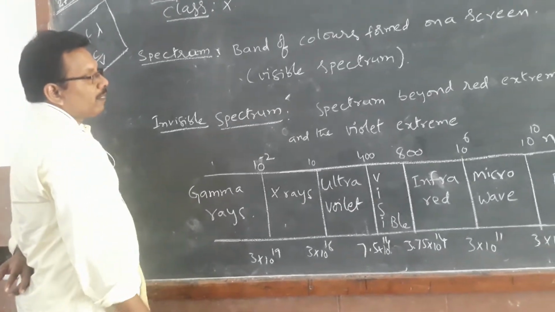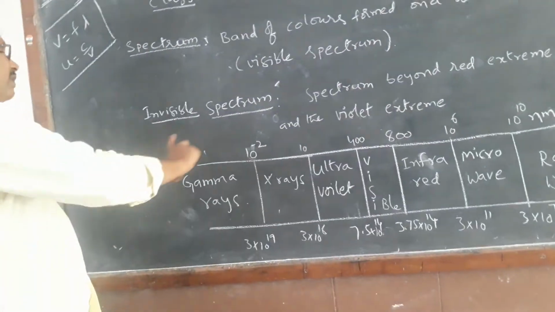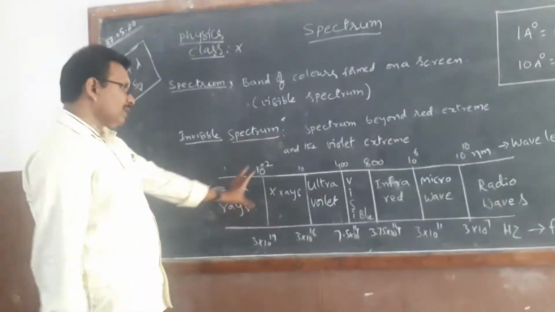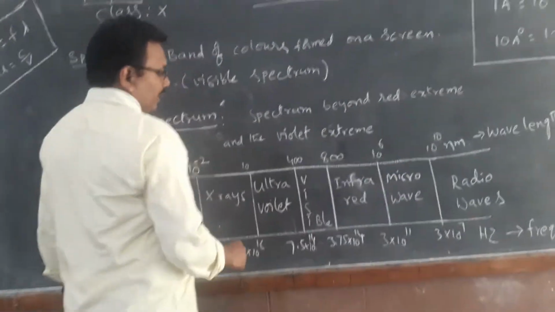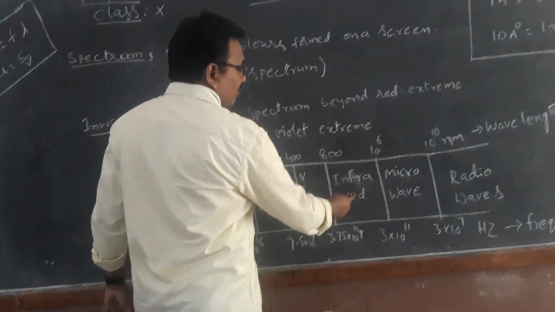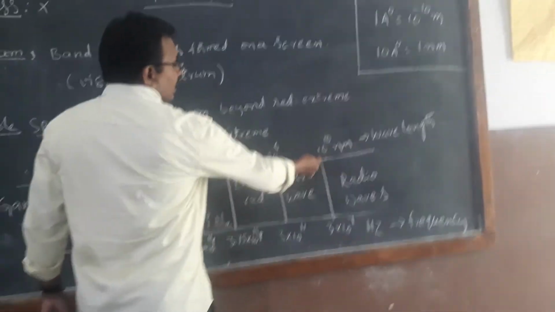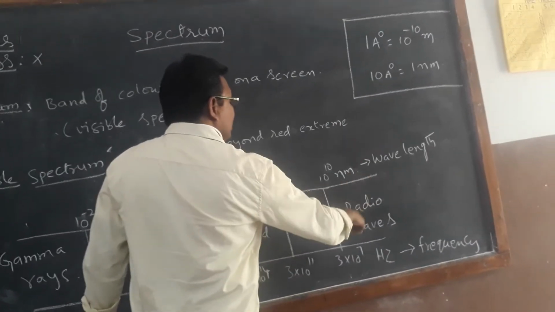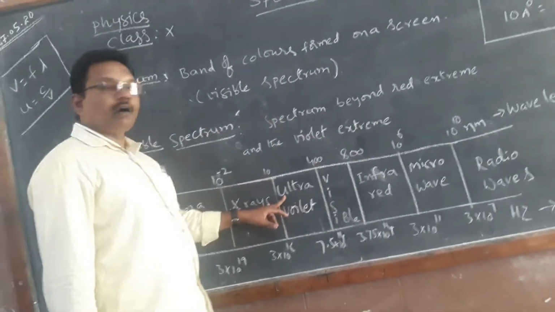So this is the way we can classify the total spectrum with different wavelengths and different radiations. Once again: visible is 400 to 800 nanometers, violet to red. Above red, infrared, 800 to 10 power 6. Above 10 power 6 nanometers to 10 power 10 nanometers, microwaves, and above 10 power 10 nanometers, radio waves. Below violet, 400 to 10 nanometers, is called ultraviolet rays.